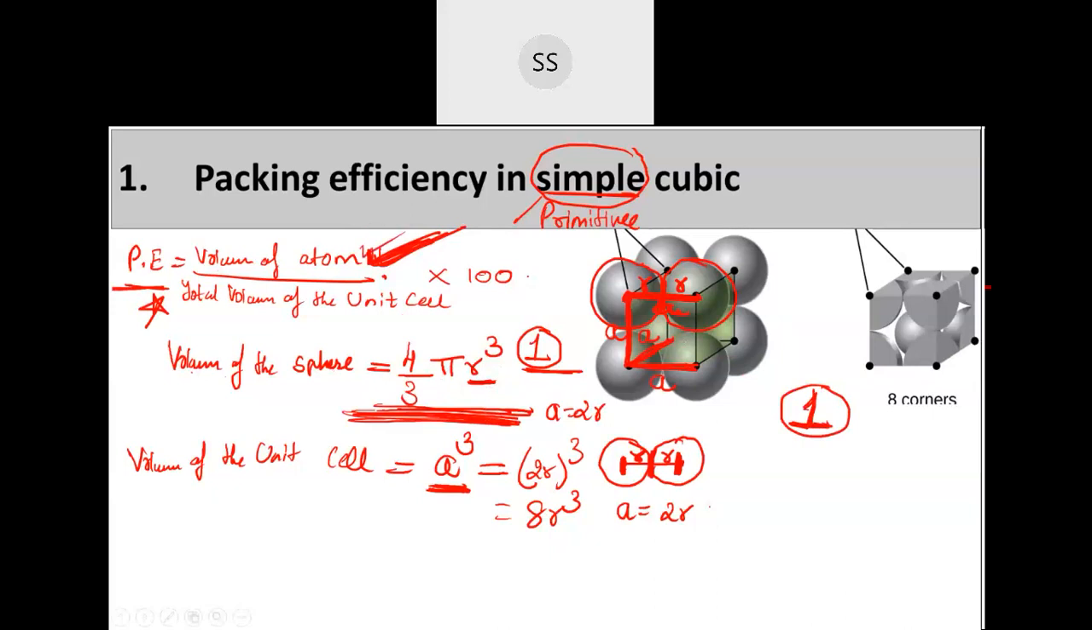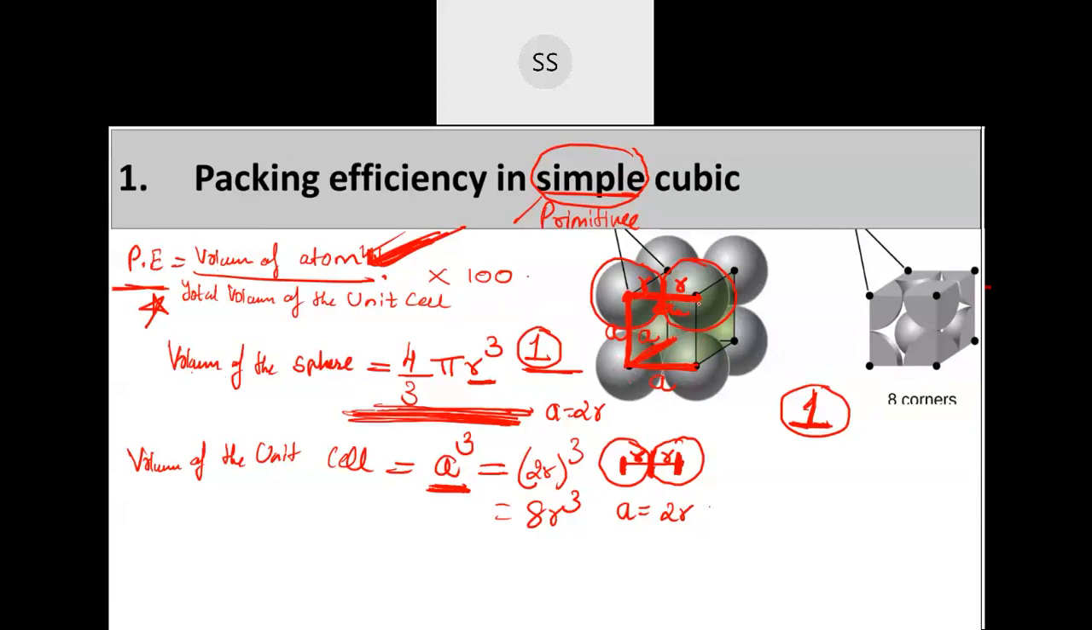Now the next thing you need to calculate is the total volume of the unit cell. This unit cell has the shape of a cube, so all the sides are equal. So you will be writing a cube, everywhere you will get a cube only. But then this a value will depend on the atoms which are present. Here in the simple cubic, one atom is exactly in contact with another atom.